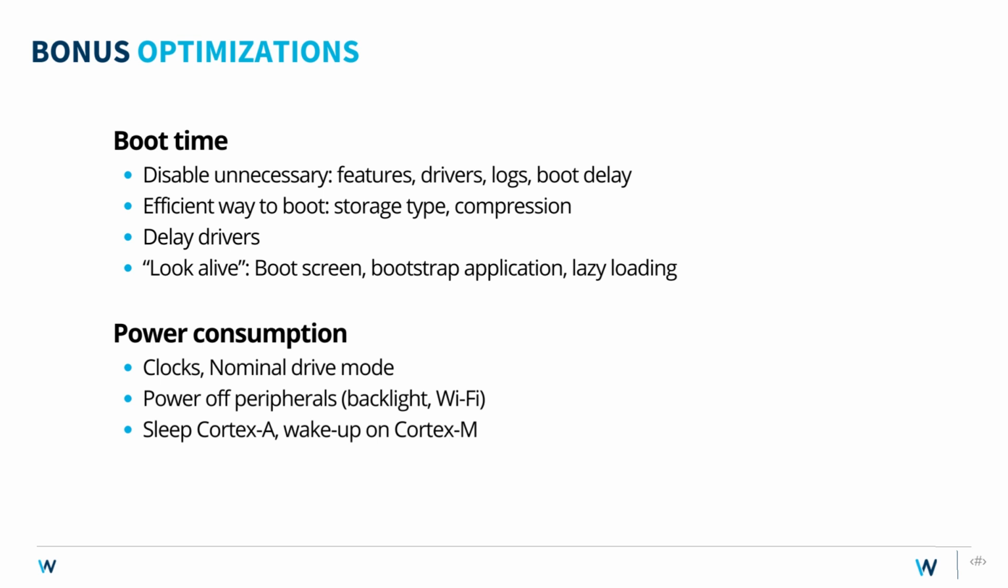Powering off the peripherals that you don't need: backlight, Wi-Fi, typically two big offenders, LTE if we had a modem. And sleeping and leveraging the Cortex-M is another one that we'll see after. That is a way to make tremendous changes in terms of power consumption.